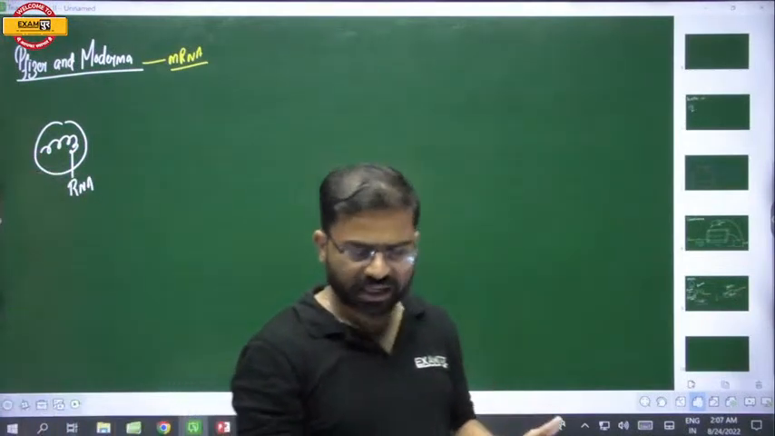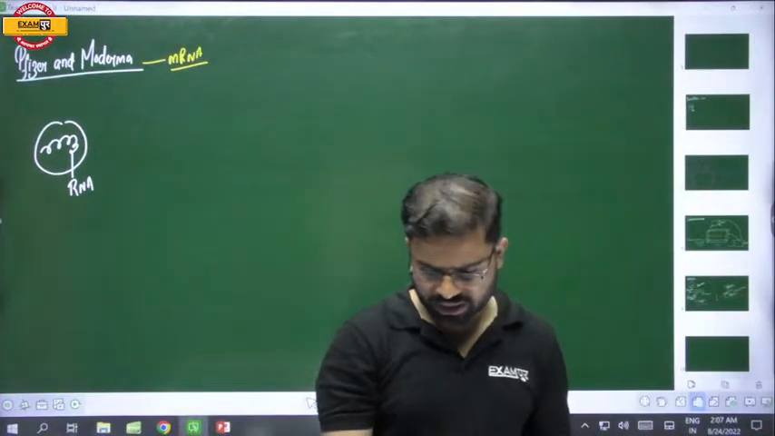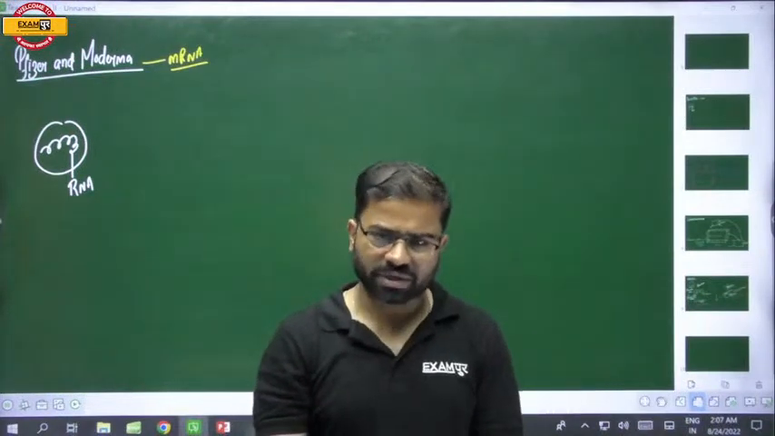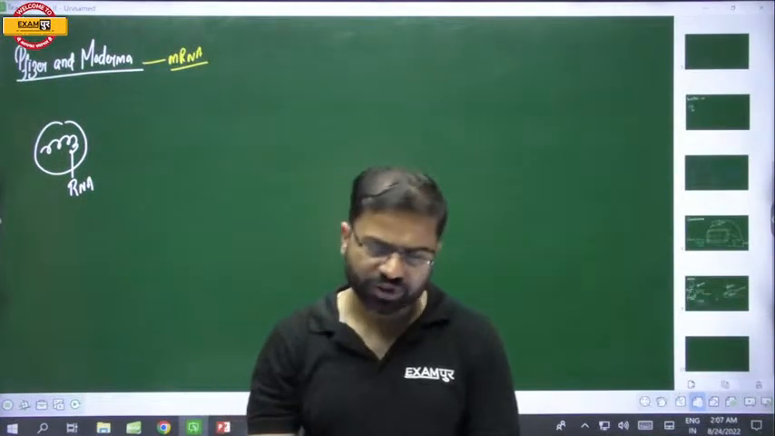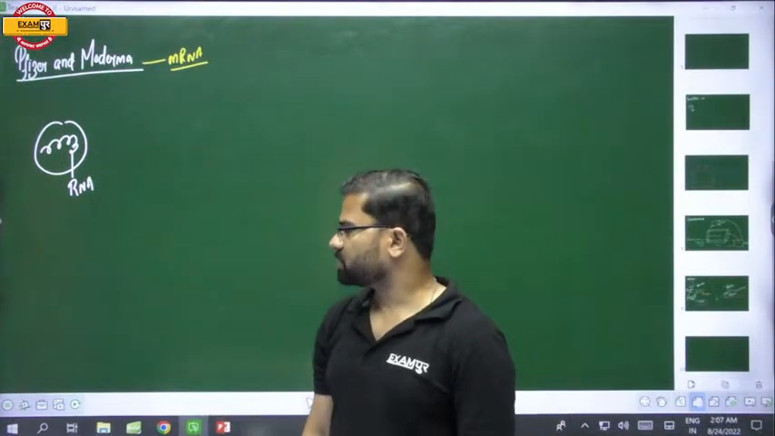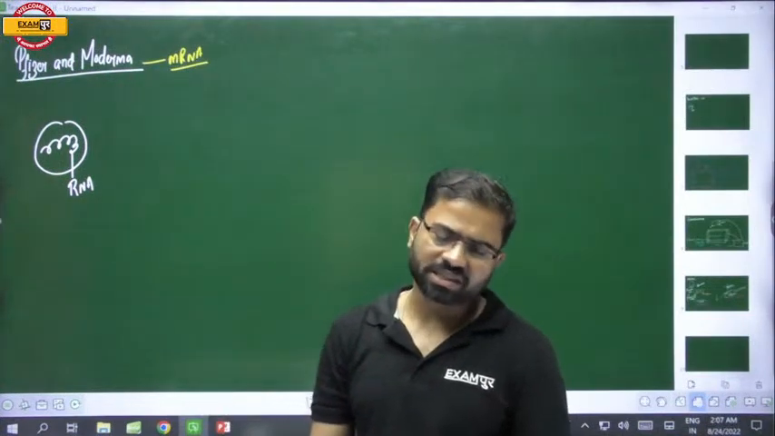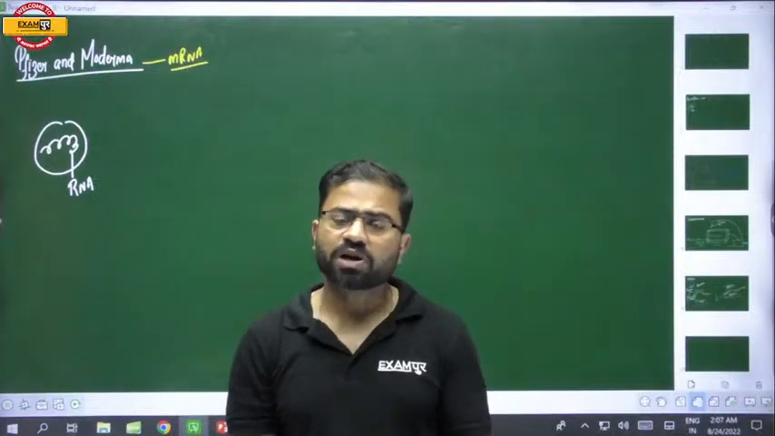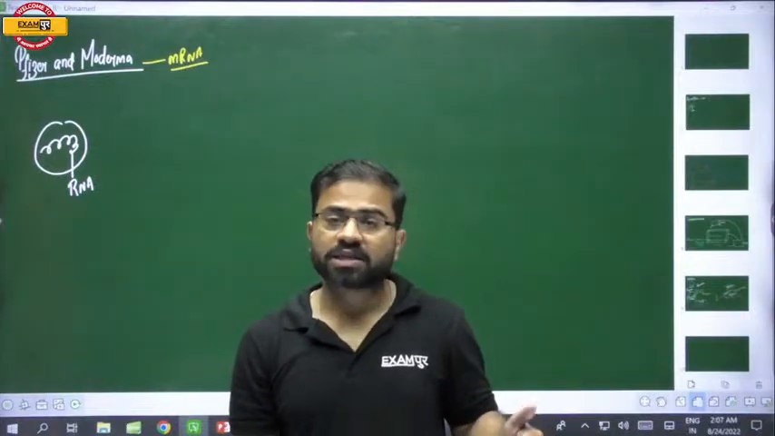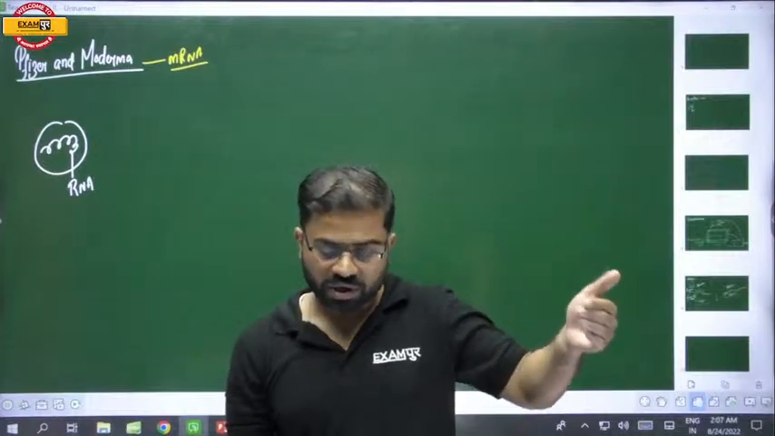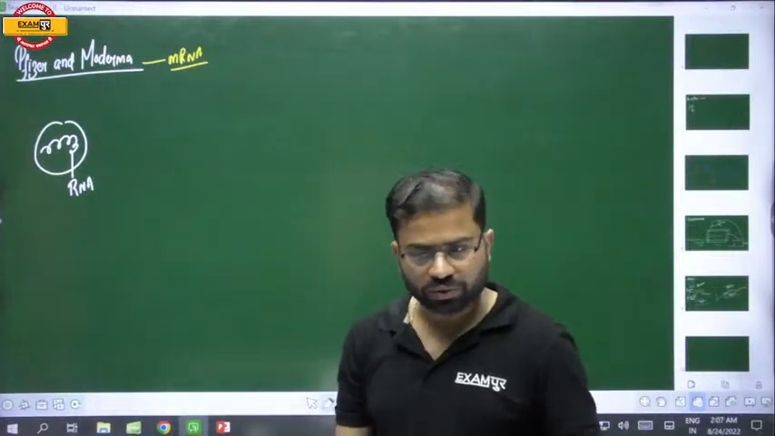Because if it was DNA, then you would not see that many mutations. DNA is a little bit stable in nature. But when you talk about the genetic material of coronavirus, it is single-stranded RNA, and because of single-stranded RNA, it has a higher probability of mutation, and that is why the coronavirus has mutated too.